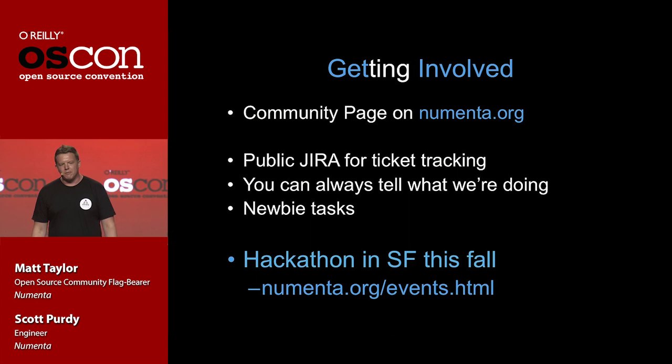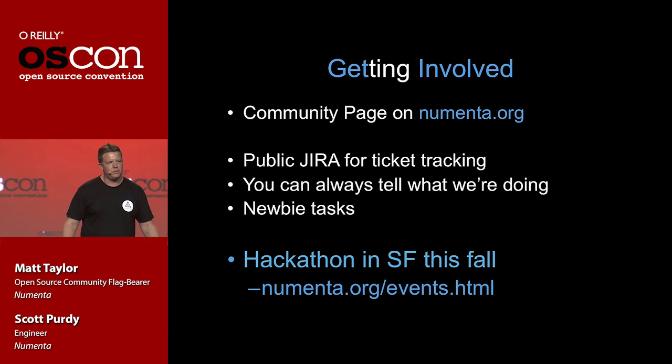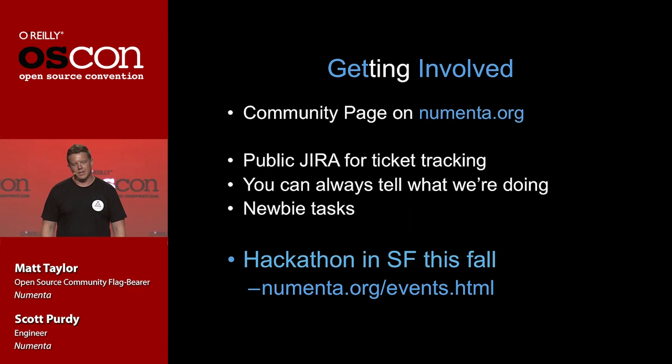So we want you guys to get involved. The number one thing to remember is Numenta.org. That is the portal. You can get all the information you want there, hopefully. And if you don't, there's an email address you can email us about and tell us what's wrong. We have the public issue tracking, and we also have a task list for newbies.